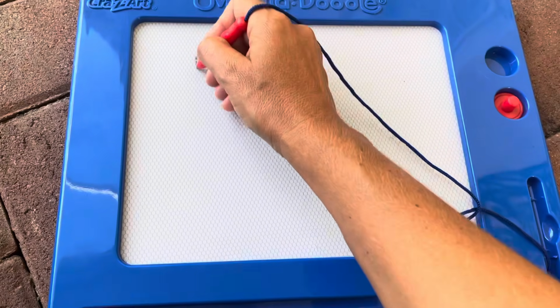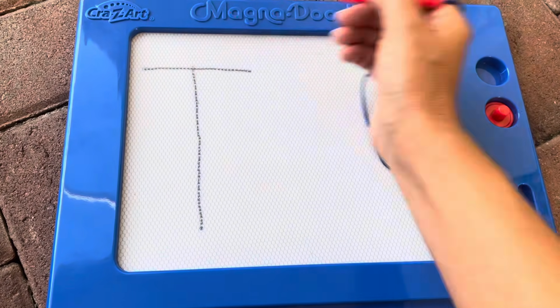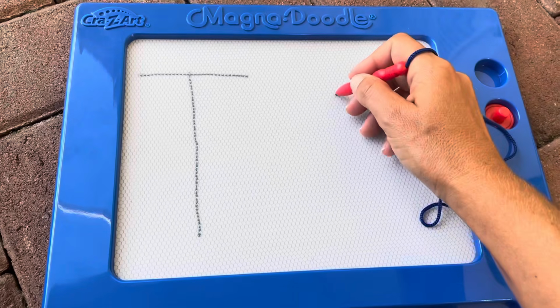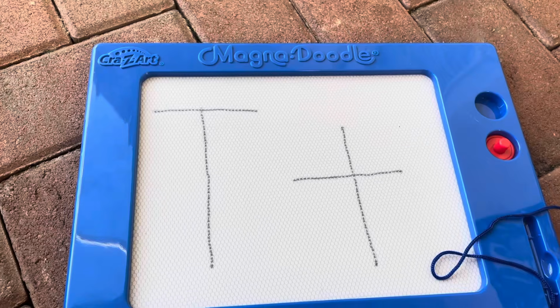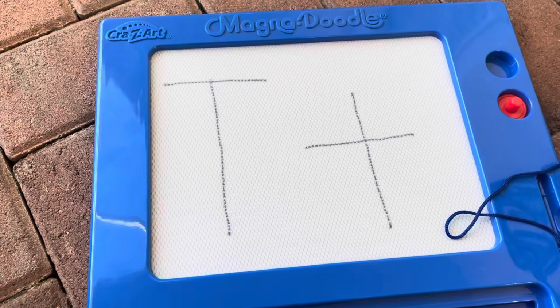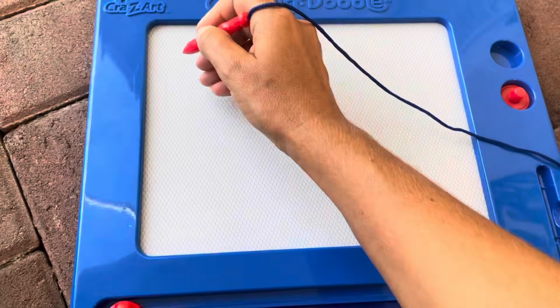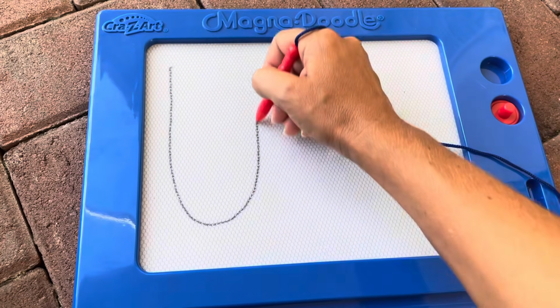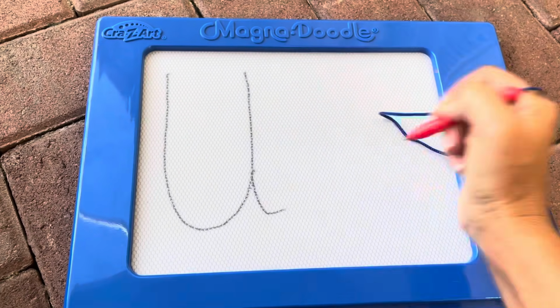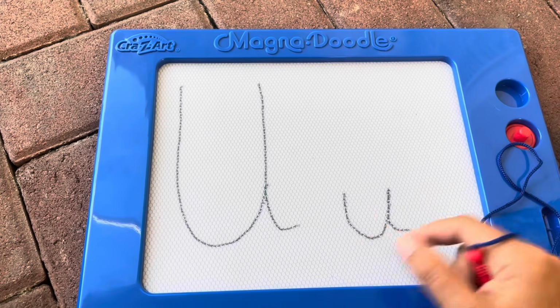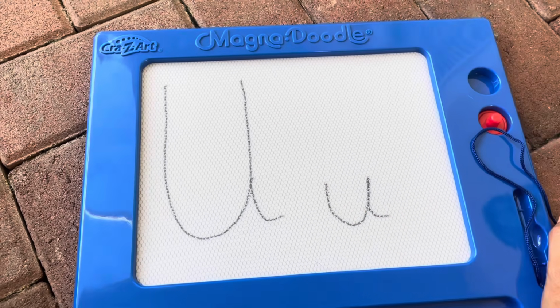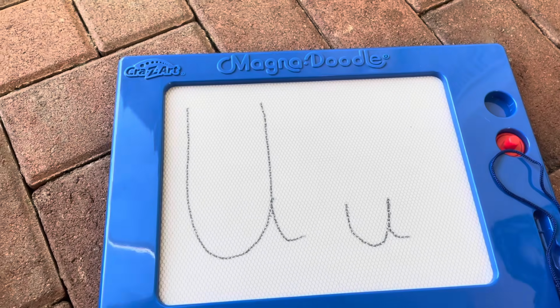Time for T. Straight line down, line at the top, uppercase T. Straight line down, line across, lowercase t. And T says T, like in the word turtle. Time for U, uppercase U. There we go, and a lowercase u. They're twins. This one's just little. And U says uh, like in the word umbrella.